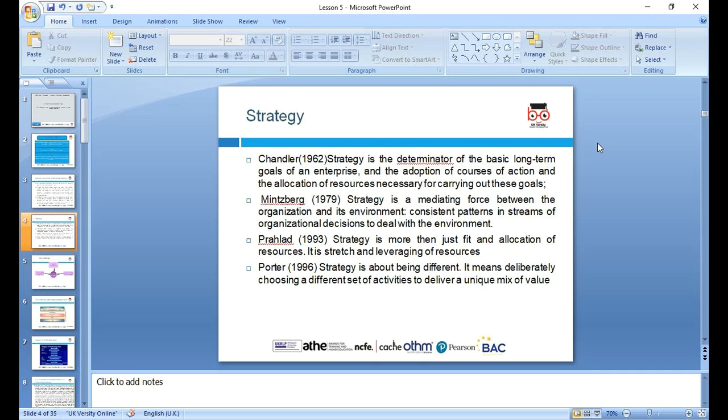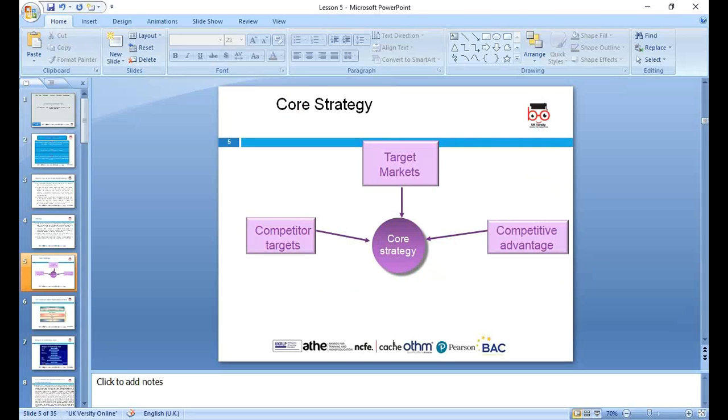Think about Lucozade. Lucozade is a drink, an energy drink. They used to sell it as a drink, but they changed it to an energy drink. So they put in the energy element. Of course, every drink, whether a fruit drink or otherwise, gives you energy. So it's a strategy that replaced it, and it's different. It means deliberately choosing a different set of activities to deliver a unique mixture of value. So that's what we need to think about: what strategy, and how we can mix it.